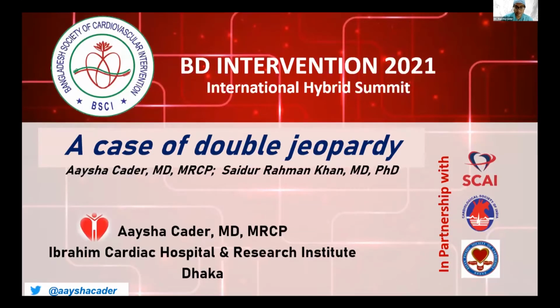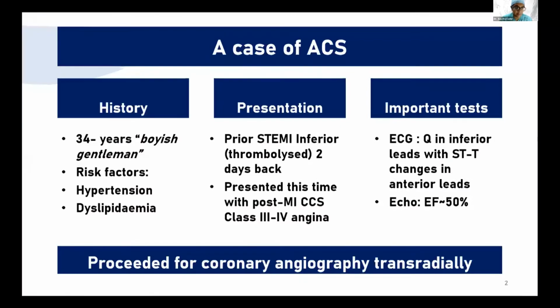This is a case of double jeopardy, and it was about a 34-year-old gentleman with hypertension and dyslipidemia, but he was not diabetic. He had a history of prior inferior STEMI and was thrombolized a couple of days back in another center, and presented to our center with post-MI CCS class 3 to 4 angina. His ECG was consistent with an inferior STEMI, and additionally, STT changes in the anterior leads, and ejection fraction was around 50% with inferior wall motion abnormalities.